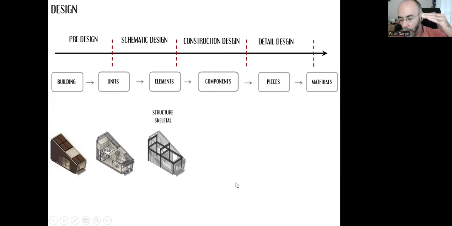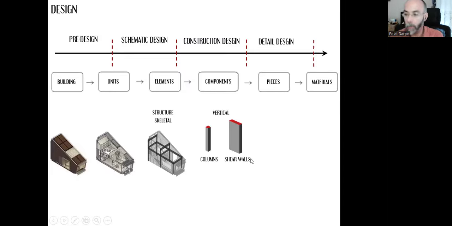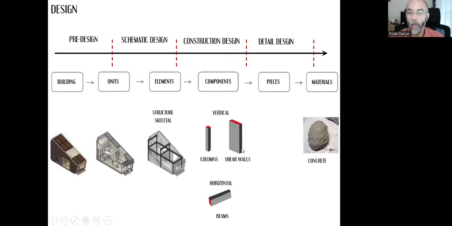Let's imagine we decided that the structure will be a skeletal system. Then obviously we need to concentrate on the vertical components. Are there going to be columns? Or shear walls or both of them, and what will their sizes be, and how many of them there will be, and what about the horizontal components like the beams? Again, how big of a beam are we talking about, and how many beams, and how will these vertical and horizontal components be connected to each other, where they will be located, and most importantly, out of which material we are going to create them.